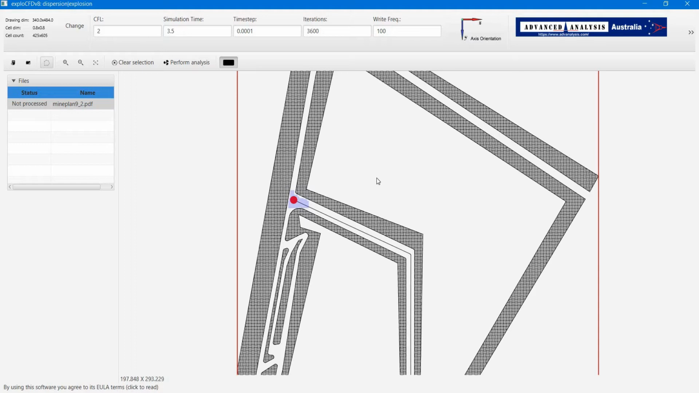So that's it. That's all it takes to set up. Of course, the time step: I've set the time step to a millisecond, and let's just go 3,500. That should run for nearly 3.5 seconds, and that should be enough to take a look at the pressures over here. So I'll perform analysis and we'll see you on the other side.